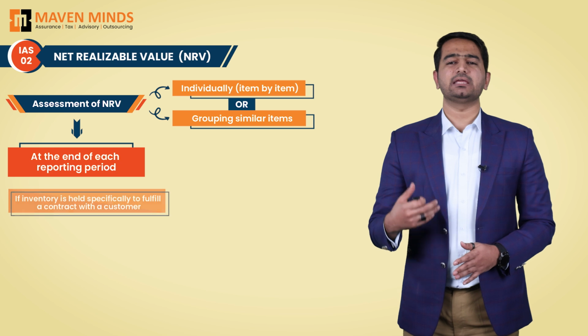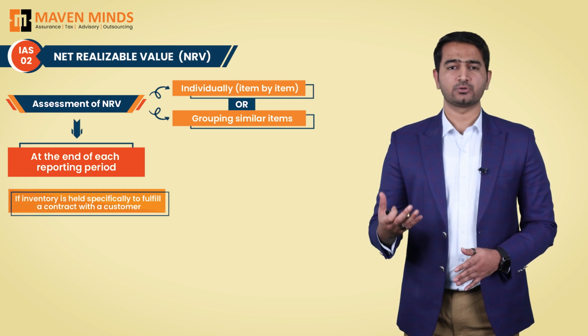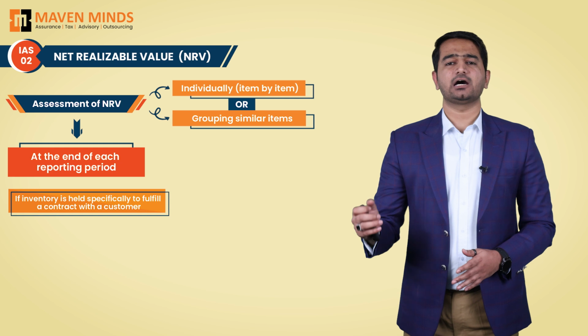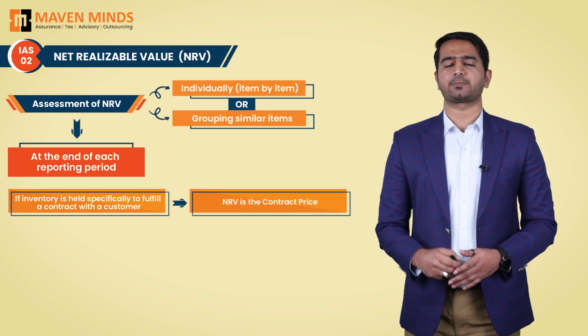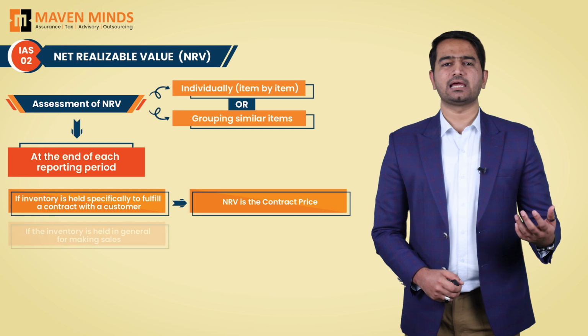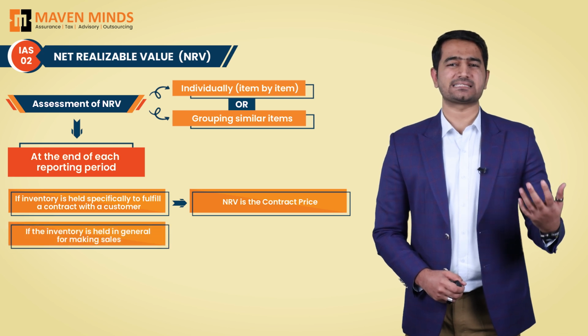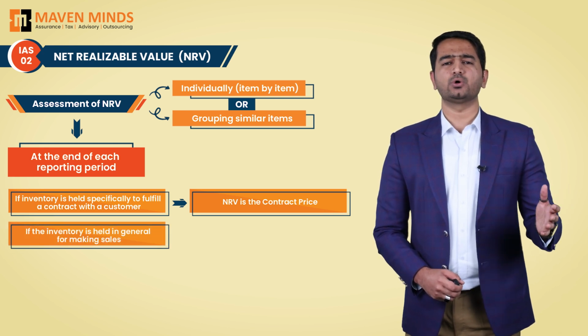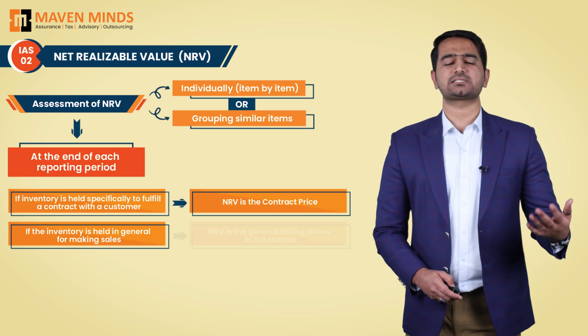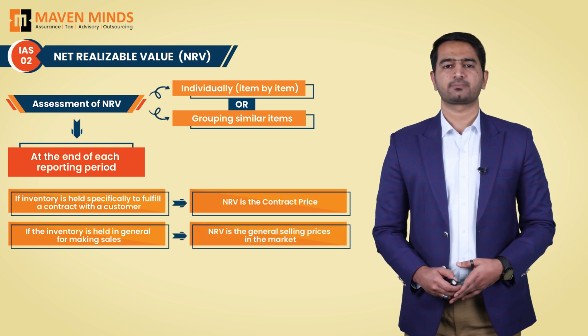If the inventory is held specifically to fulfill a contract with a customer, then NRV should be based on the contract price. However, if the inventory is held in general for making sales, then you should ignore any contract price and instead use the general selling price in the market.